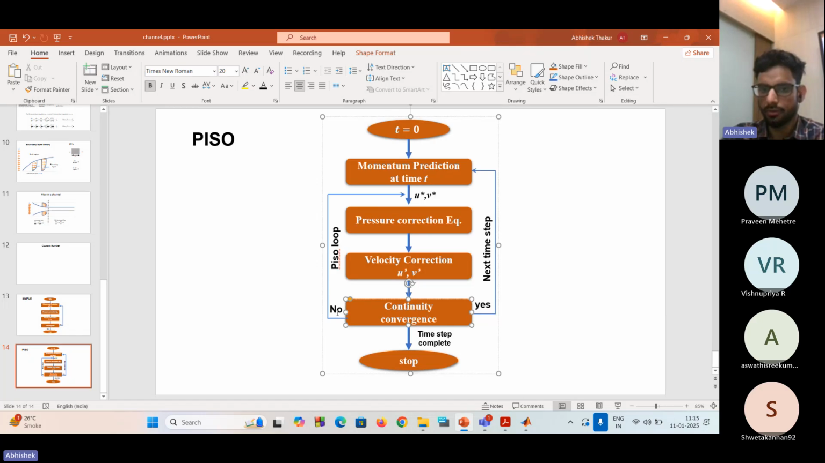Okay, so if this continuity or convergence is not achieved, it will go to this part and again solve these 1, 2, 3 steps. If continuity convergence or overall convergence is achieved, then it will go to the next time step. So for example, if it is at t equal to 0.1 right now and not achieved, it will again solve this loop. If it is achieved, it will move to the next time step, and when all the time steps are complete, the simulation will stop. So in transient simulation, the simulation will only stop when the time steps are complete.